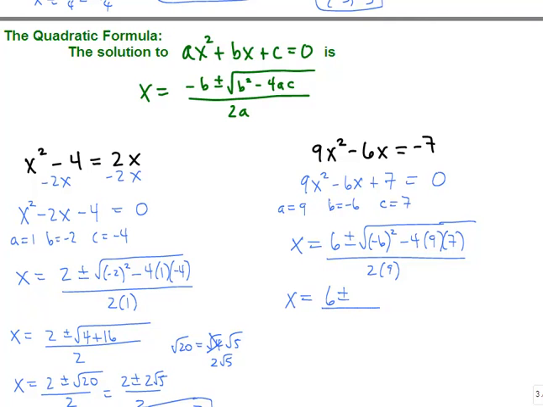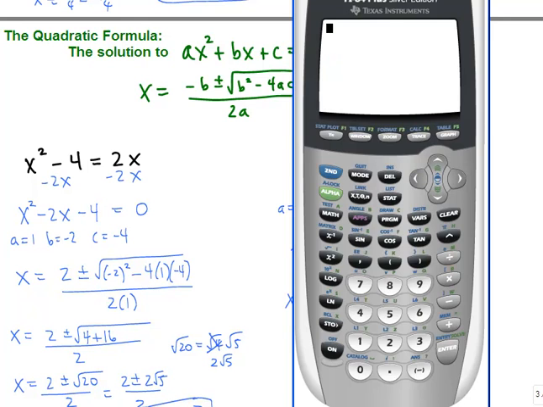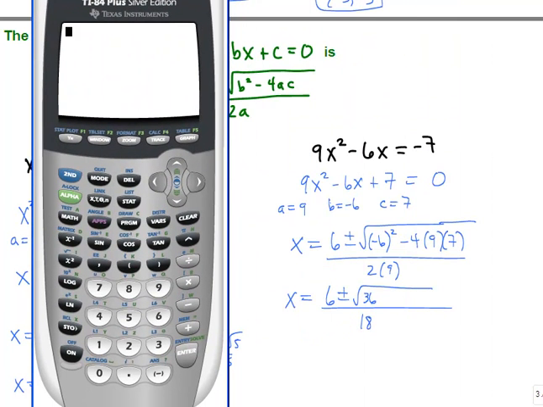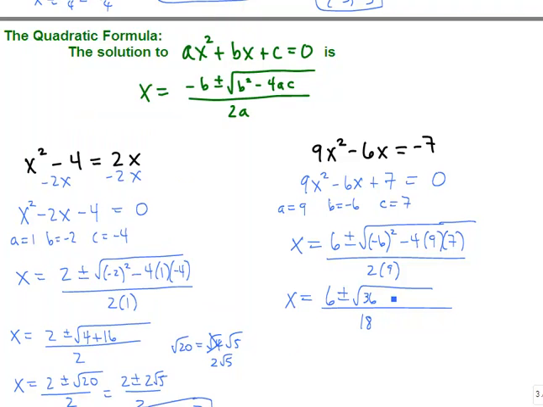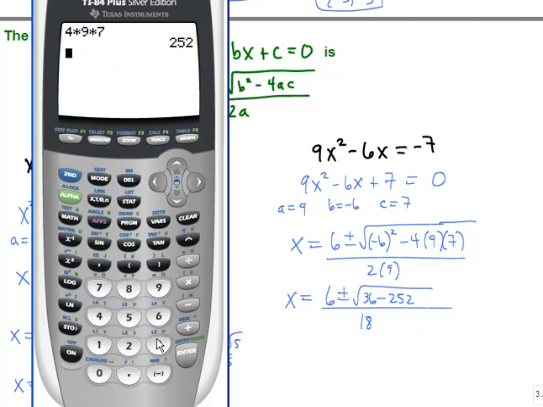So let's do the denominator first. 2 times 9 is 18. Under the radical, negative 6 squared becomes 36. And then for my other terms here, I'm going to use my calculator. So we need to have 4 times 9 times 7. So this is going to be minus 252. So if I go back to my calculator and do 36 minus 252, then under that radical we get a negative 216.